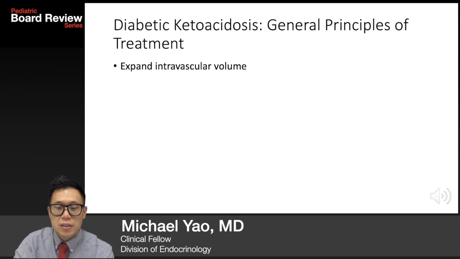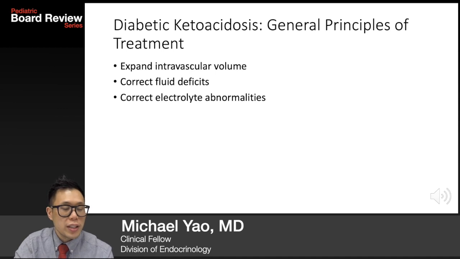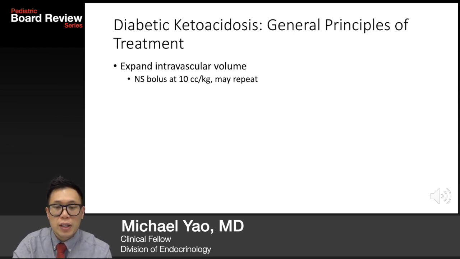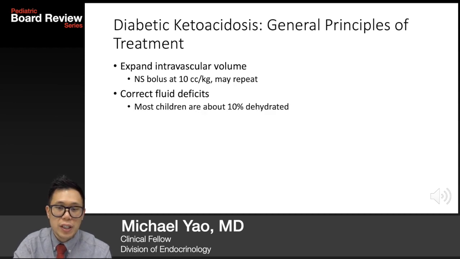As far as a diagnosis of DKA, it includes hyperglycemia, generally a glucose level greater than 300, ketonemia, which leads to ketonuria, acidosis with a pH less than 7.3, and a bicarbonate level less than 15. As far as general principles of treatment of DKA, it includes expansion of your intravascular volume, correction of fluid deficits, correction of electrolyte abnormalities, and finally correction of acid-base status.